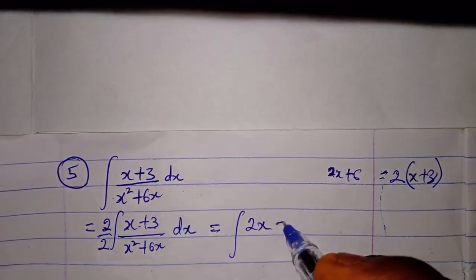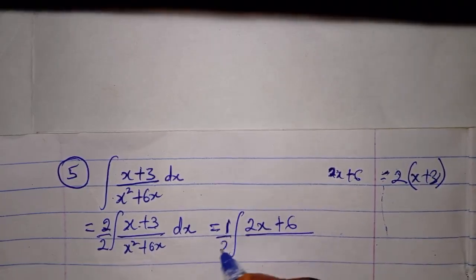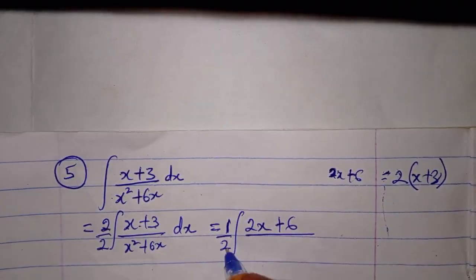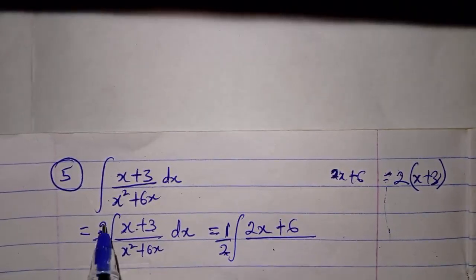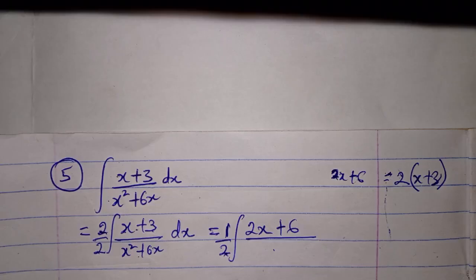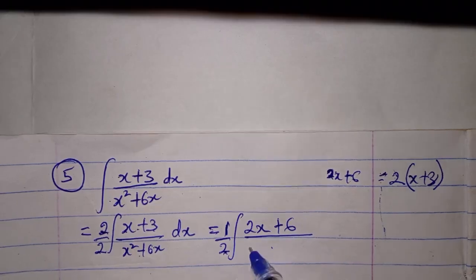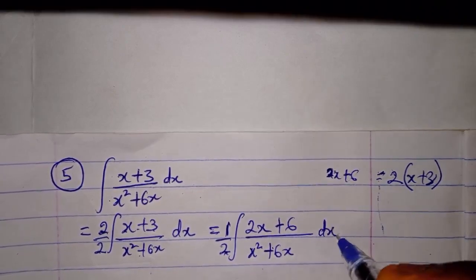2 times 3 is 6. Divided by what? Let's leave this one here. You get the point? Because we don't need this one to go inside. It's only these two that need to go inside so that it can be equal to the derivative of the bottom. That's the point. What we have here is x squared plus 6x dx.